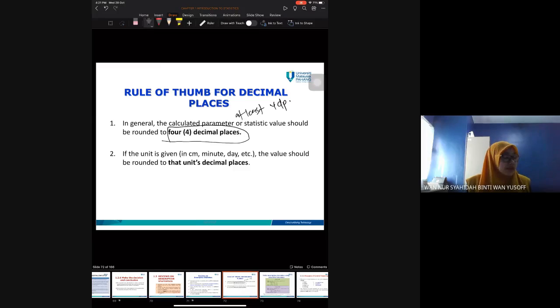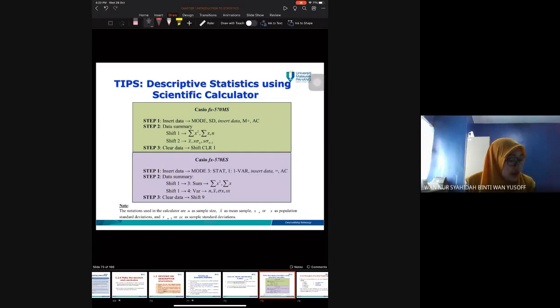In your assessment, if you have less than 4 decimal places and there is no unit, I will deduct your marks. Quizzes, test and final, similar. So you have to take note. You should practice with the calculator. I believe that everybody has their own calculator. Doesn't matter what brand you have. If you are not using these two, then you can always Google how to do it.